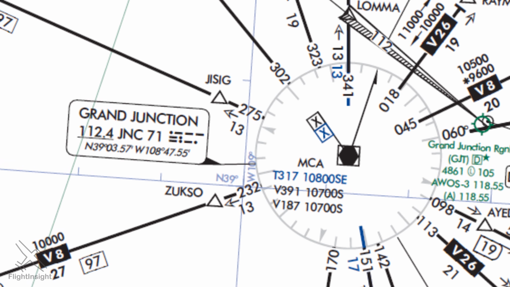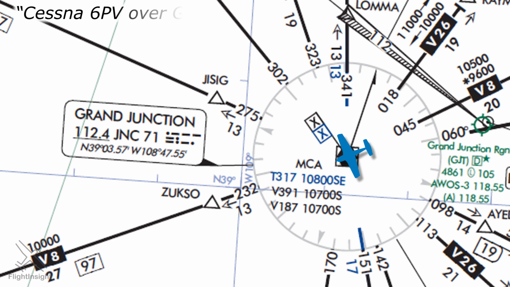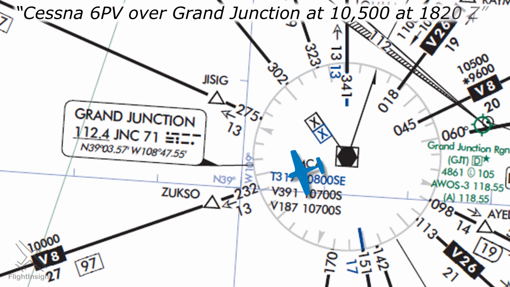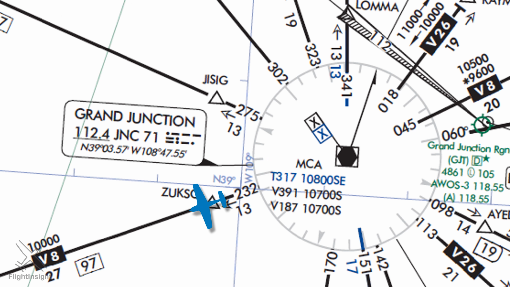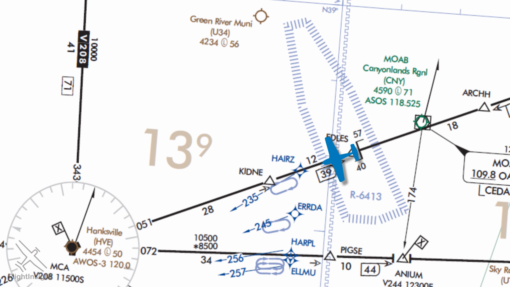Here's how it works if we're flying westbound on the airway. When we're over the VOR, we tell ATC, Cessna 6 Papa Victor over Grand Junction at 10,500 at 1820 Zulu. The Zusco fix isn't colored in black, so no need to report there, or at all, until we reach the next compulsory reporting point, which is the Hanksville VOR.